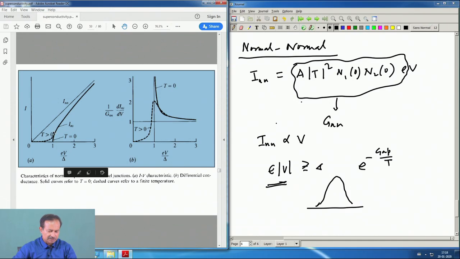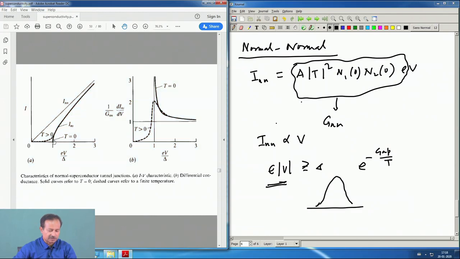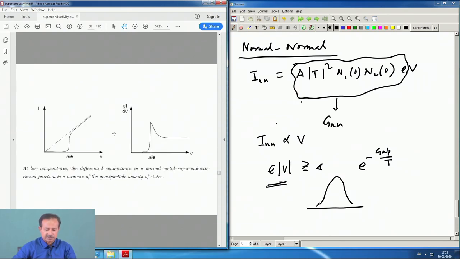This is the other curve that I just showed, the I versus V. At T equal to 0, the solid line starts from EV equal to delta and then goes up. At T greater than 0 there are small carriers which are thermally activated, and they contribute even below delta. That is expected, and that is exactly what you see, if BCS theory is correct. These experiments see that the BCS theory indeed is correct; it gives the right results.